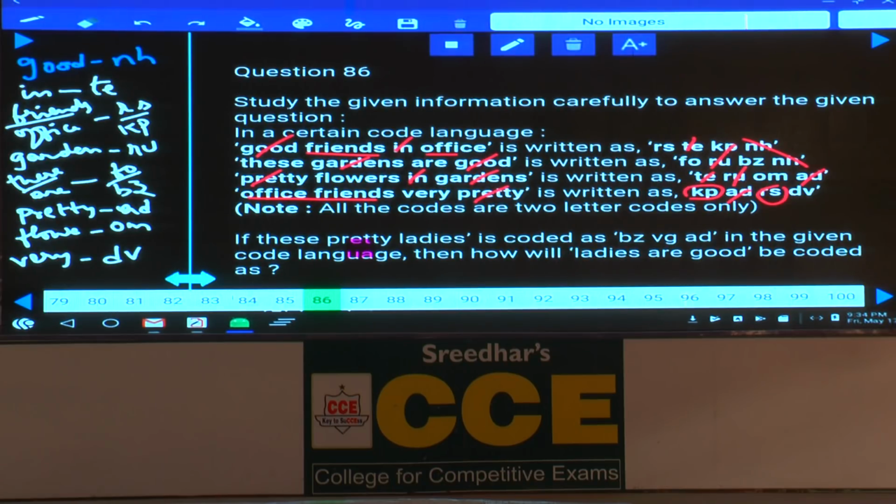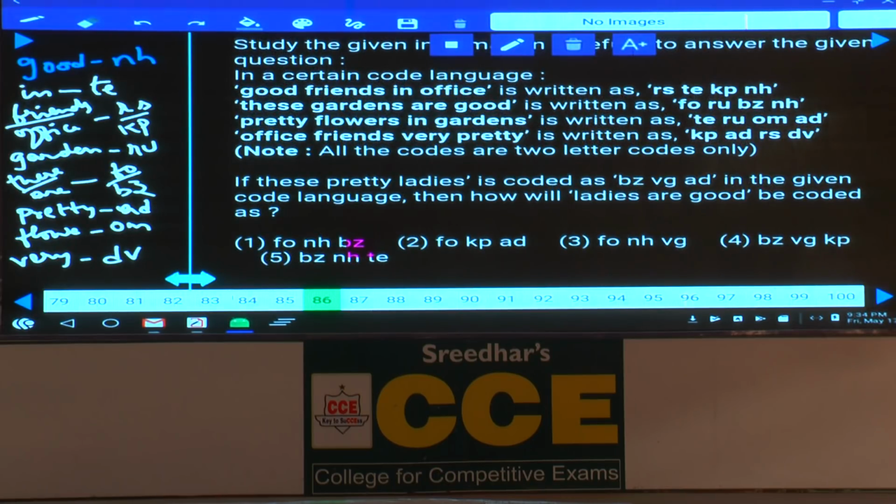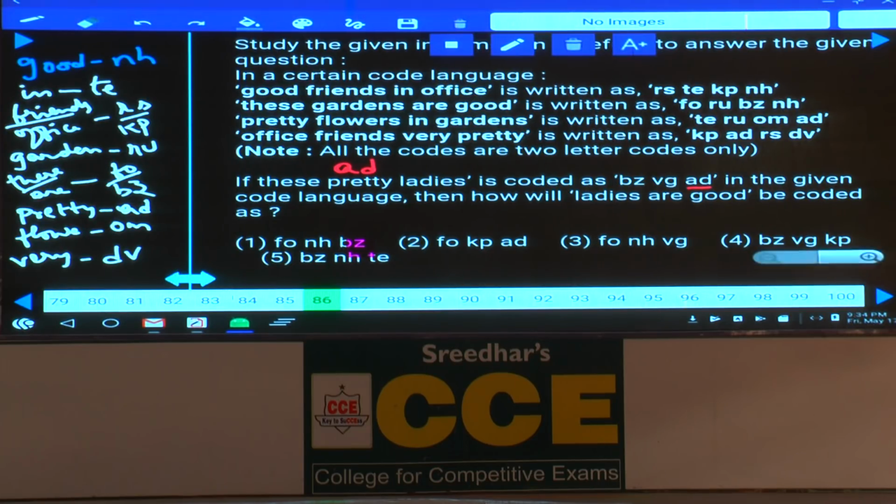Now these are the words and their corresponding codes. Then if these pretty ladies is coded as, pretty stands for AD, and ladies is nowhere given here. These pretty ladies is coded as AD, BZ and VG. Now these is there. Now this is the code for what? BZ, isn't it? Then what is left over here? Ladies, and the code to the word ladies is VG.